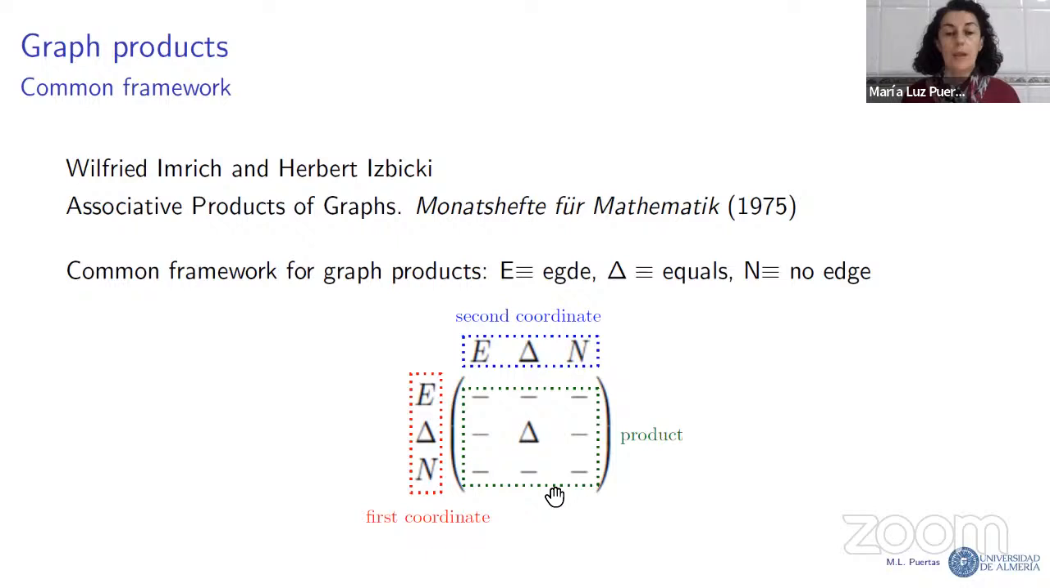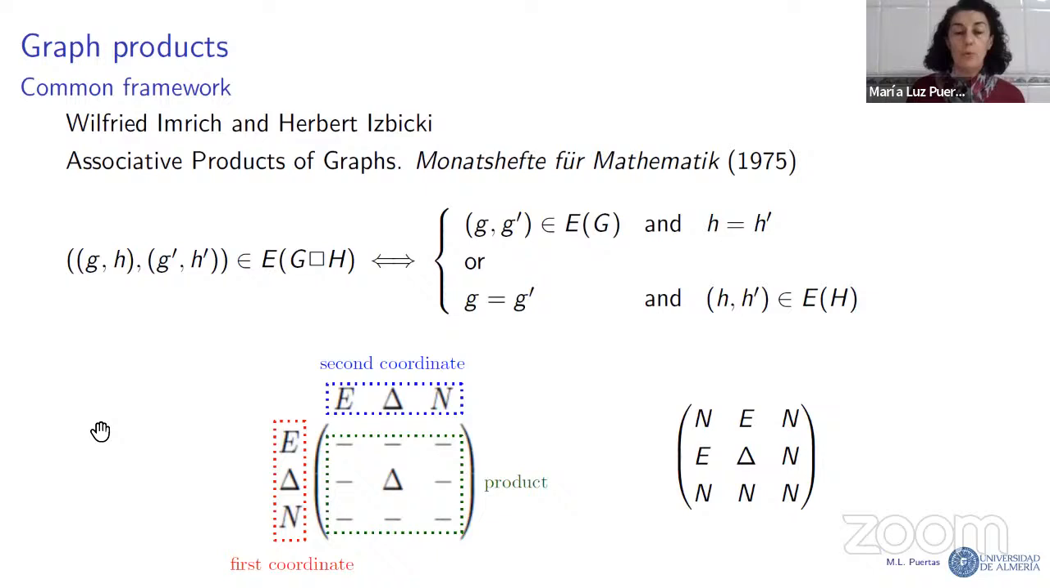where they put here the relationship between the first coordinates of two vertices and here the relationship between the second coordinates of two vertices, where E means that there is an edge, delta means that they are equal, and N means that there is no edge, they are not adjacent. And inside, they put the relationship between the vertices in the product. I put an example with the Cartesian product to understand this framework.